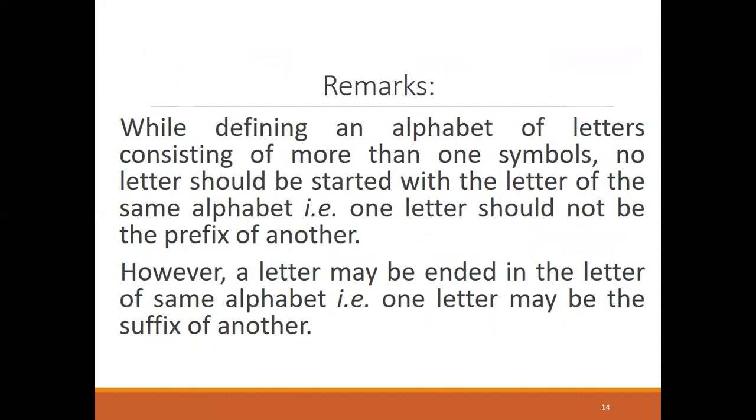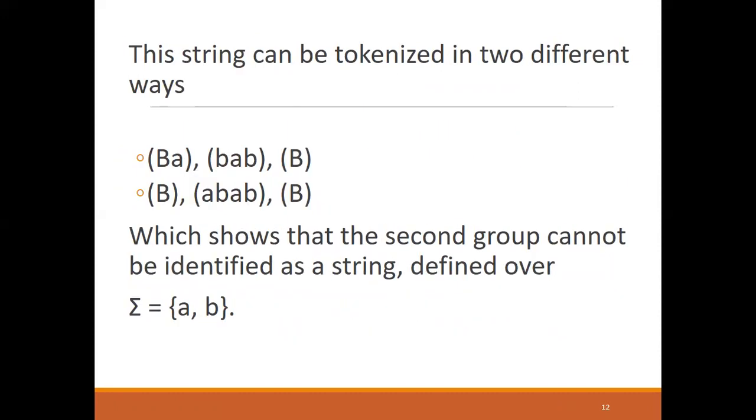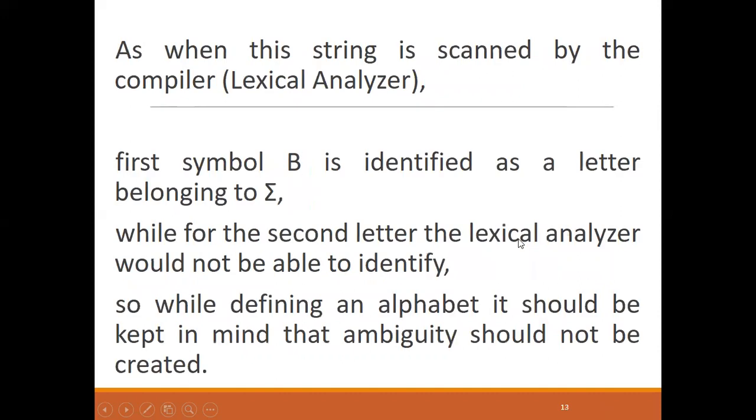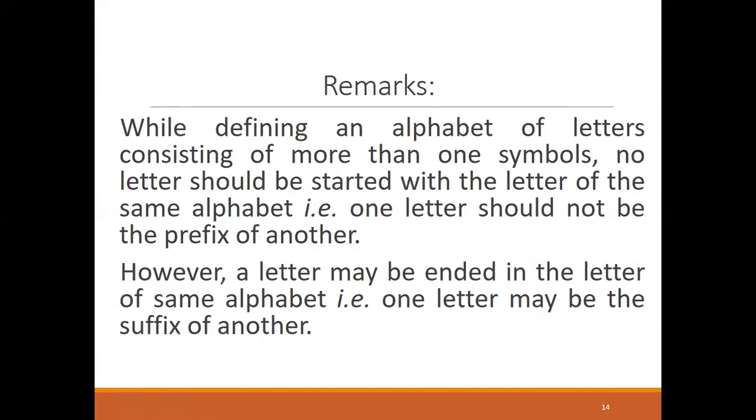So the important thing to note is that while defining an alphabet of letters consisting of more than one symbol, like this, here you have sigma 1 with B, AB, BAB, and D. AB has more symbols. BAB has more symbols. So if you are going to make an alphabet set consisting of more than one symbol, no letter should start with another letter of the same alphabet. One letter should not be the prefix of another.